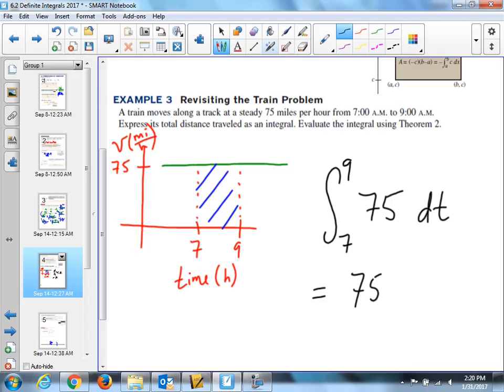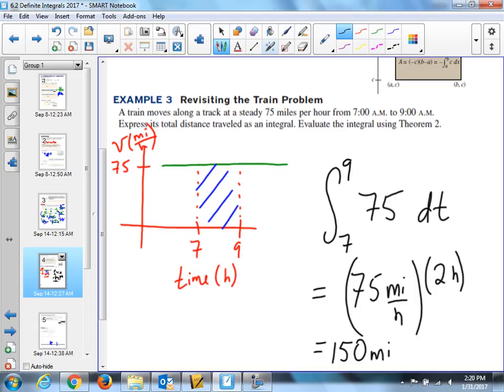It's a height of 75 times, I'm going to put in the units, just humor me for this here, miles per hour. Times the change in time, 9 minus 7, so 2 hours, agreed? What do you notice about the units when you do that? Cancel out the hours, we get miles. And we want a displacement. It's a positive. If I said the positive direction is north, then it moved 150 miles to the north, in the positive direction, whatever that may be.